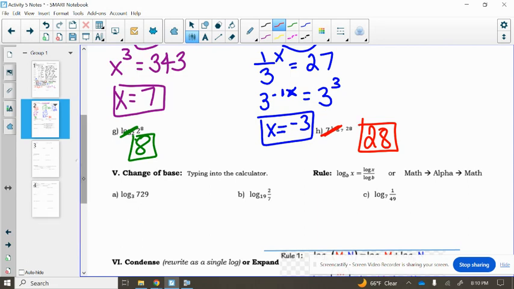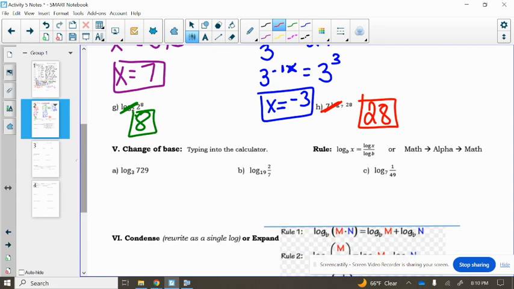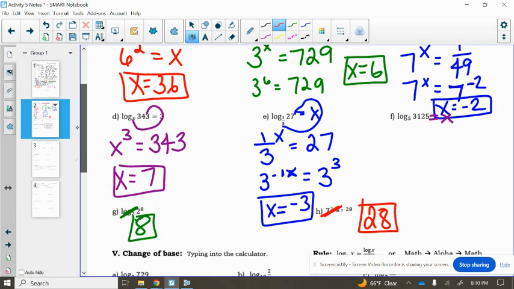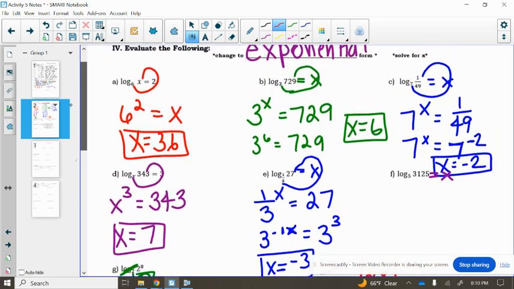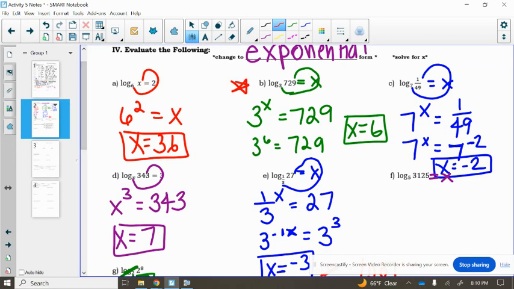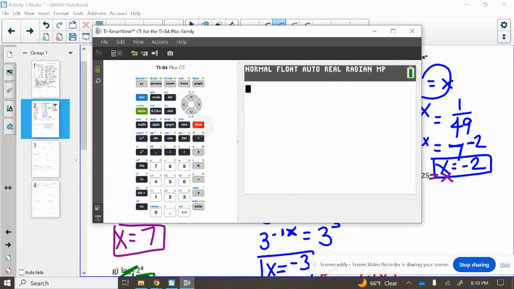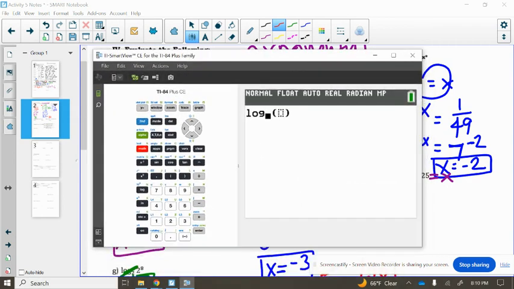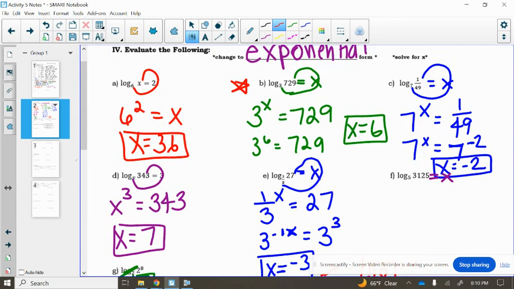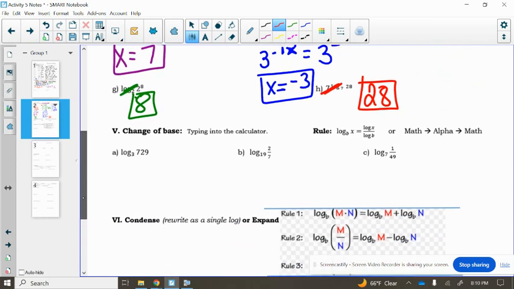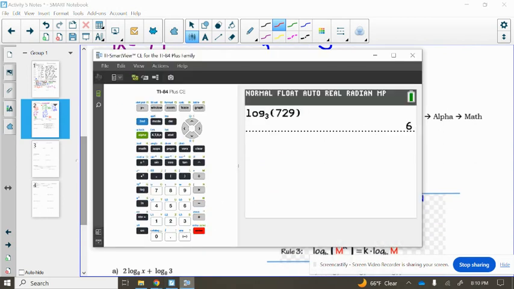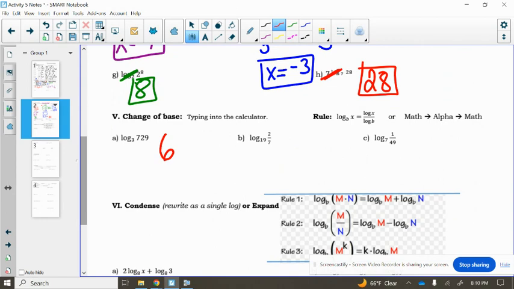Now, we will get more into this, but how do we type this into the calculator? Let's say we want to double check any of these. For instance, if we look up above at example B, we can always type this into the calculator using math alpha math. If your calculator is new enough, it is going to allow you to type this in. So base 3, 729, and we get that final answer of 6, which is what we got by converting it to an exponential as well.